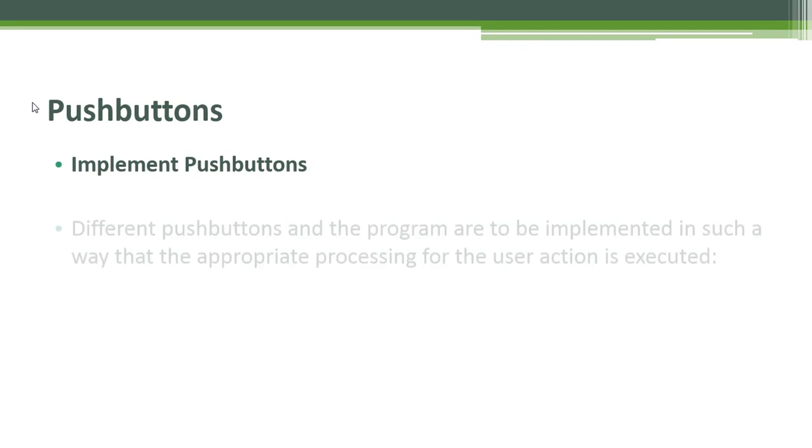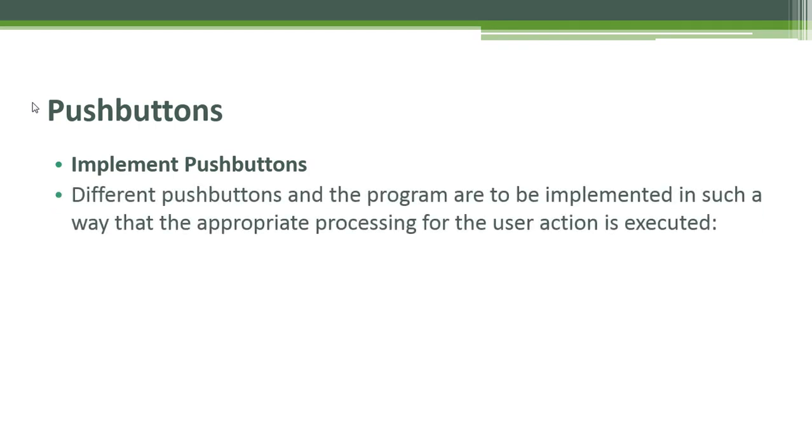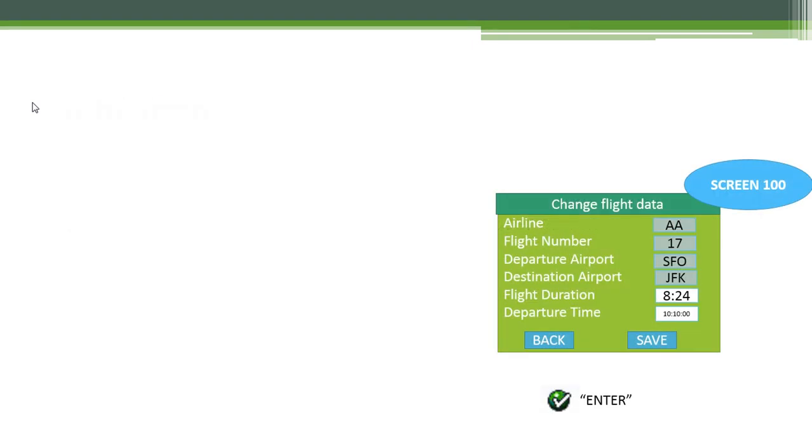Now let's move on to push buttons. So we need to implement push buttons in our screen. Different push buttons in the program are to be implemented in such a way that the appropriate processing for the user action is executed. So we're going to add two push buttons to the screen, the back and the save.